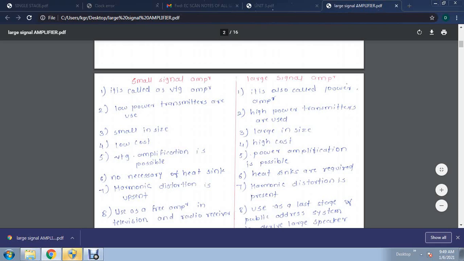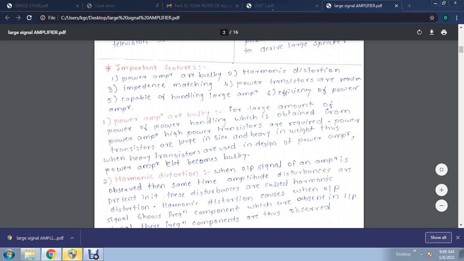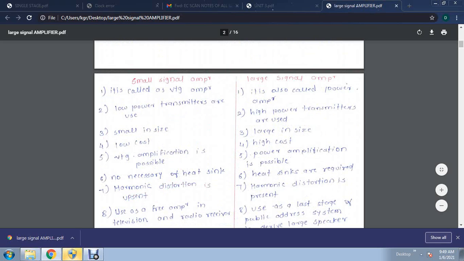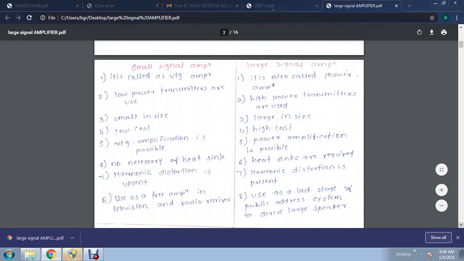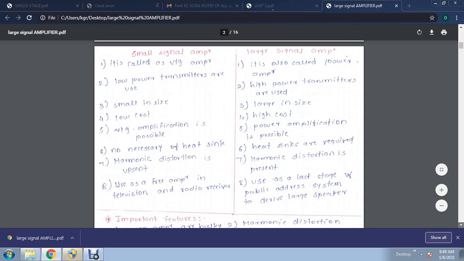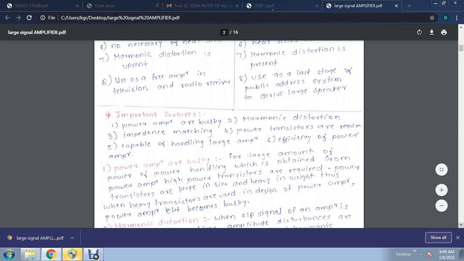Harmonic distortion is small in small signal amplifiers, whereas the large signal amplifier has harmonics. Small signal amplifiers are used as a pre-amplifier in television and radio receivers, and wherever in electronic companies. Large signal amplifiers are used as the last stage of a public address system to drive large speakers. The important features of these amplifiers are: power amplifiers are bulky, harmonic distortion, impedance matching, power transistors are required capable of handling large signals, and efficiency of the power amplifier.